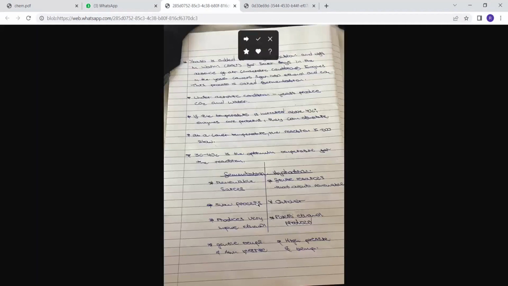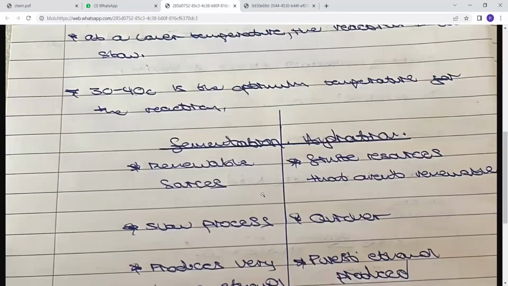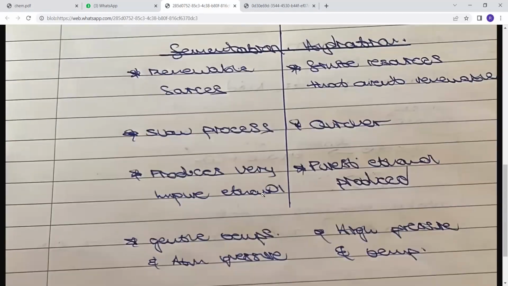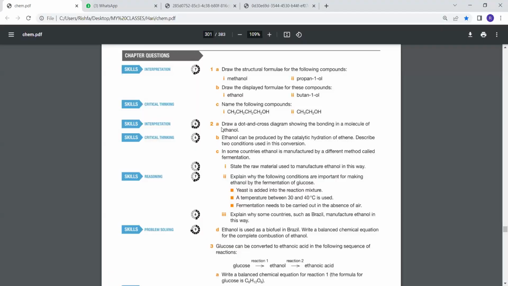So know the differences. Renewable, slow and quicker, produces impure, gentle steps, high pressure. Okay.